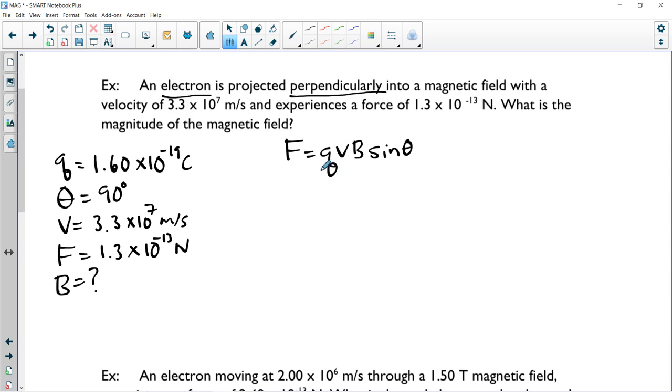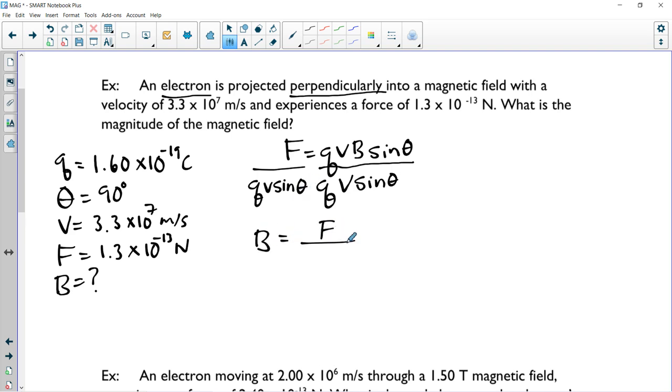So we're looking for B, and this equation's pretty easy to rearrange. We just divide everything that's not B on the right-hand side. So divided by q, v, and sine theta. And then we do the same thing to this side: q, v, and sine theta. And then we have B equals F over q v sine theta. So the B is now here, and this thing is right there. So now we are good to go, and we sub in.